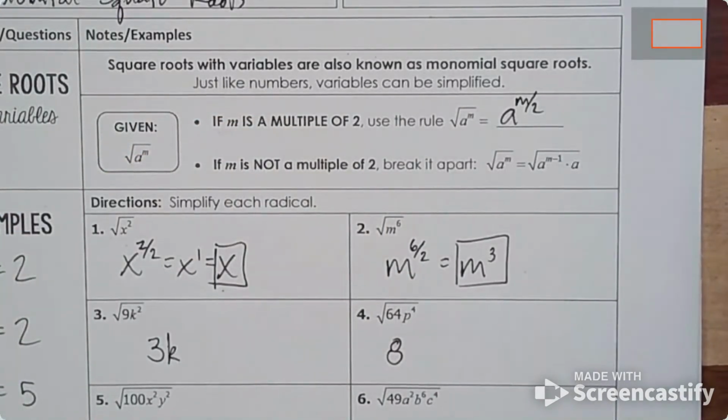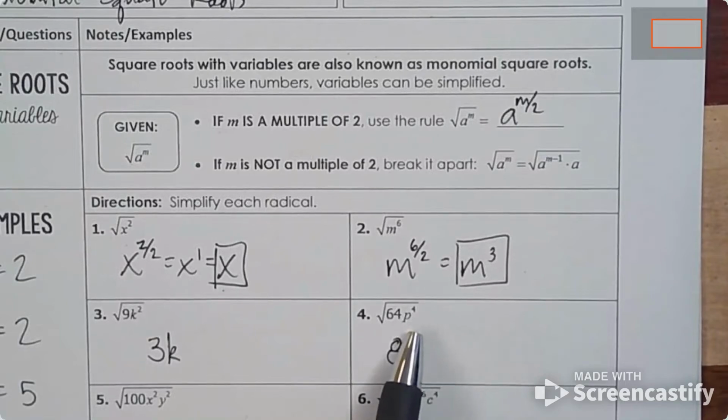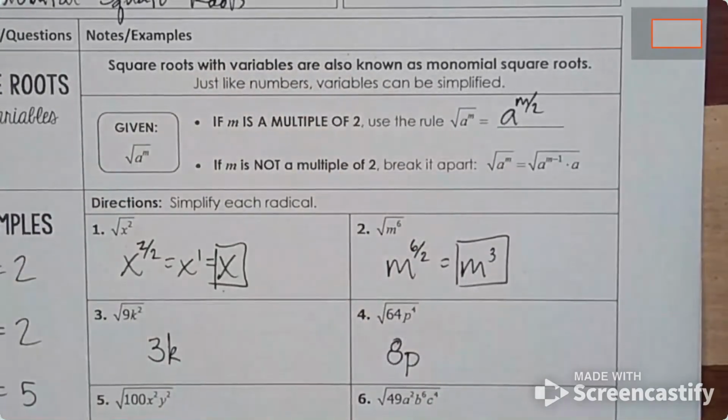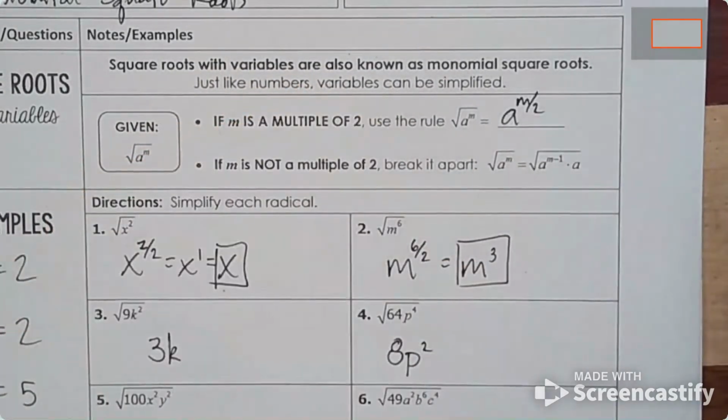By the way, you're welcome to continue to use your calculator to square root the numbers. But you cannot type in the variables into your calculator. So you can still square root the numbers with your calculator. And then what are we going to end up with exponent wise on p? Yeah, divide the exponent in half, so 8p squared.